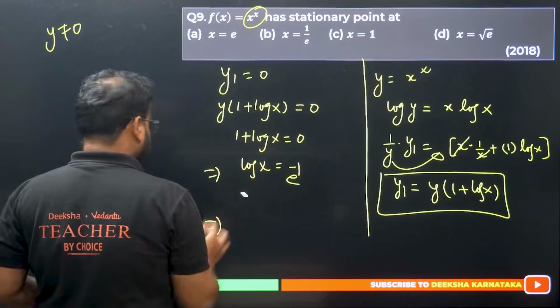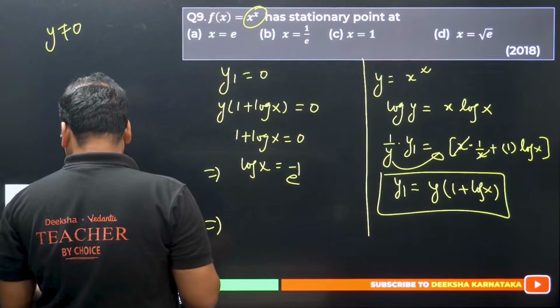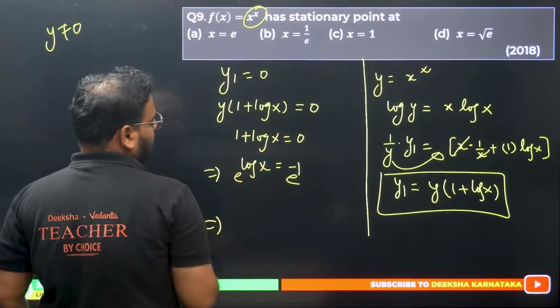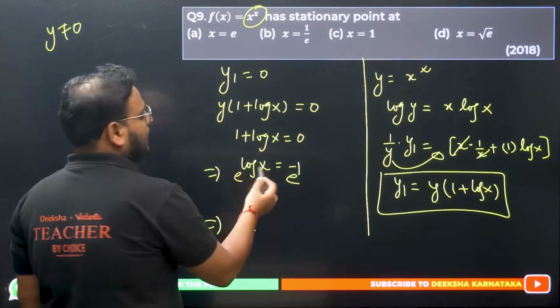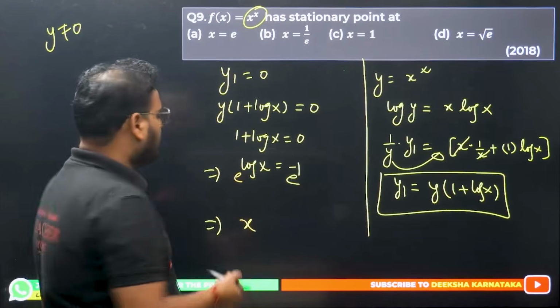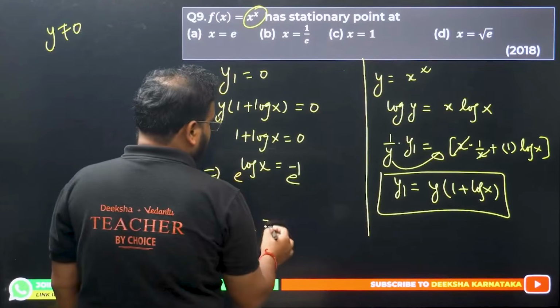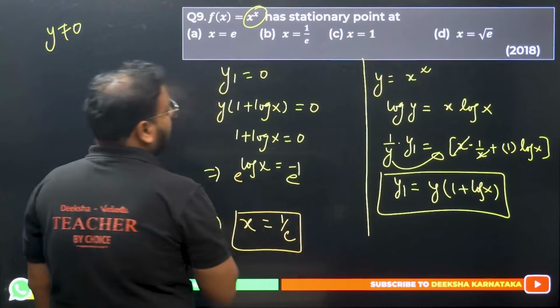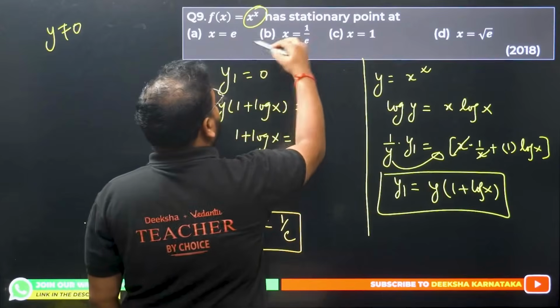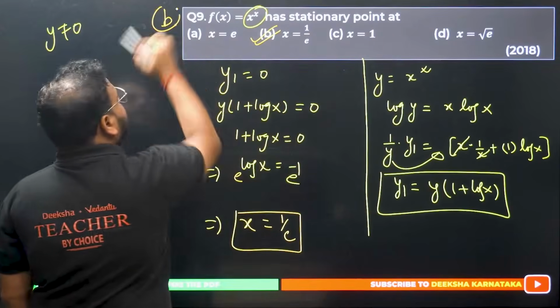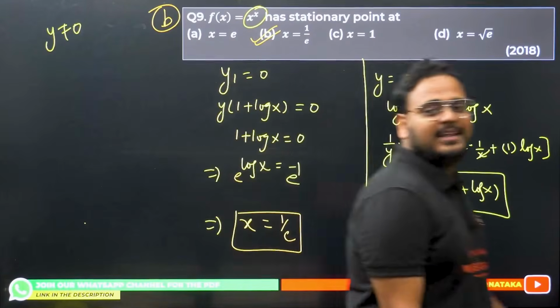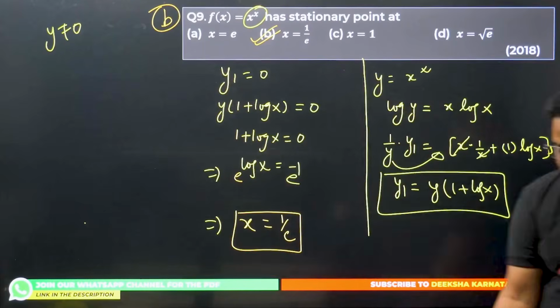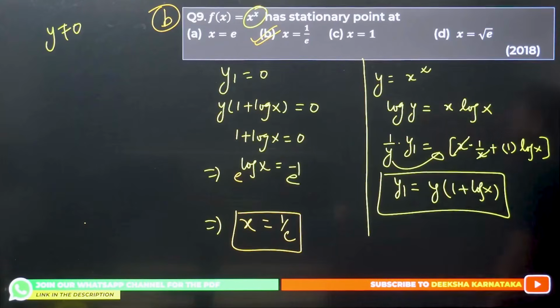One second, guys. I'm taking e on both sides. E over here, e over there. It becomes simply x, because e and log are inverse functions. So it becomes simply x, and over here we'll have 1 by e, since e power minus 1 is 1 by e. Answer will be B, right? Question number 9 is also over. Please check. Question number 9 is also done.